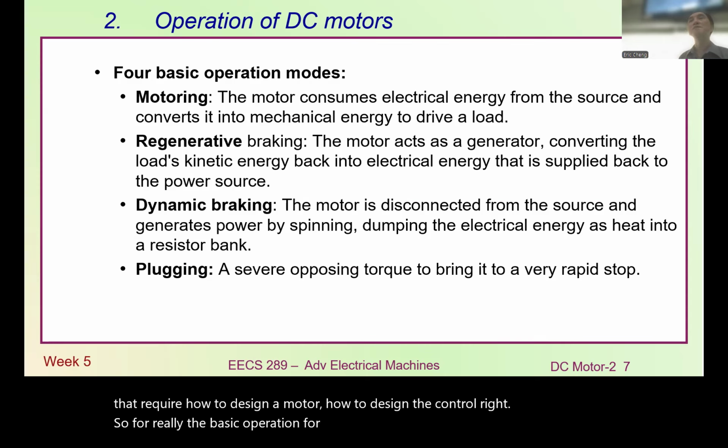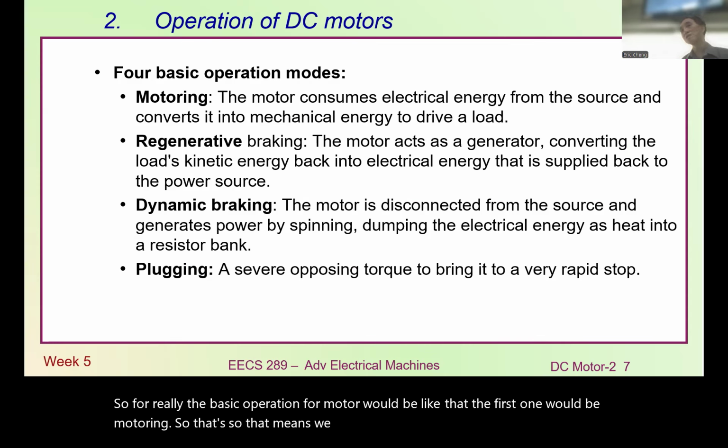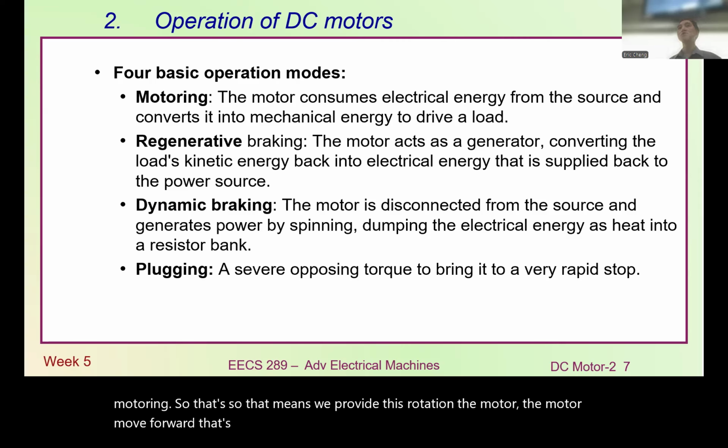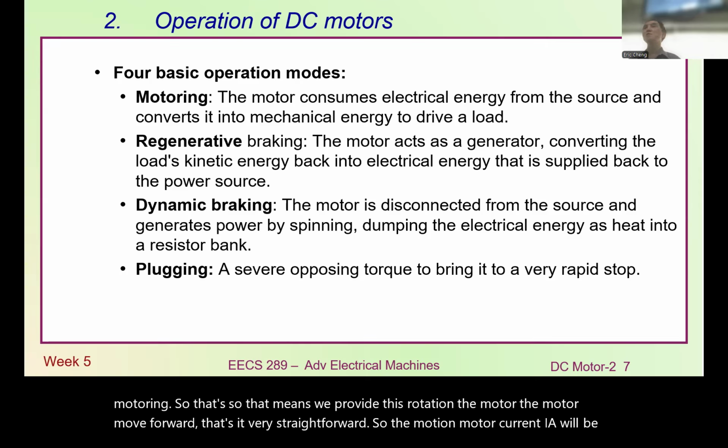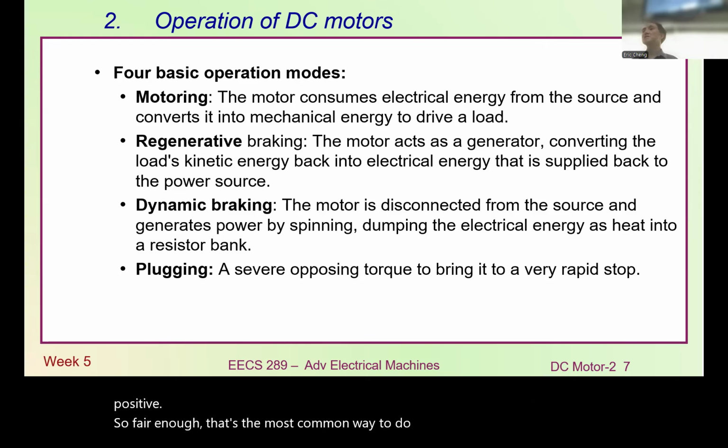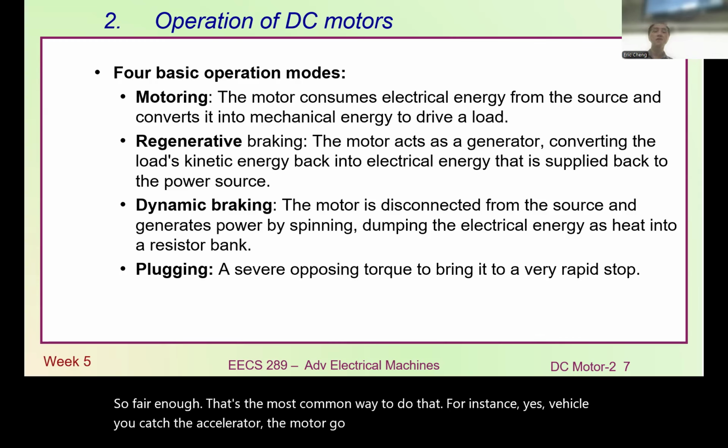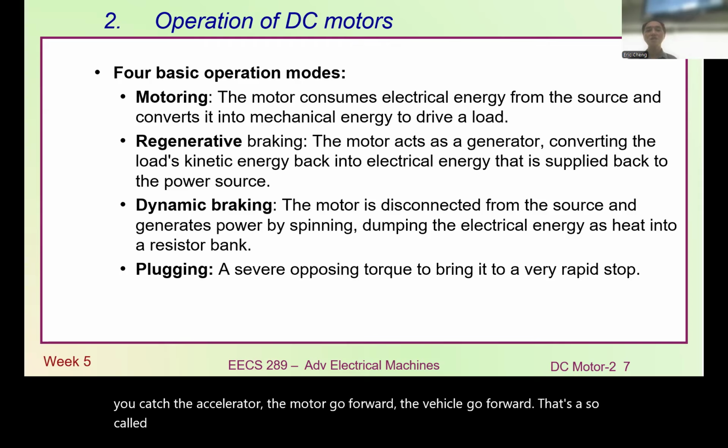The first one will be motoring. That means we provide DC voltage and the motor moves forward. That's it, very straightforward. So the motor current IA will be positive. Fair enough, that's the most common way. For instance, in an electric vehicle, you press the accelerator, the motor goes forward, the vehicle goes forward. That's so-called motoring.